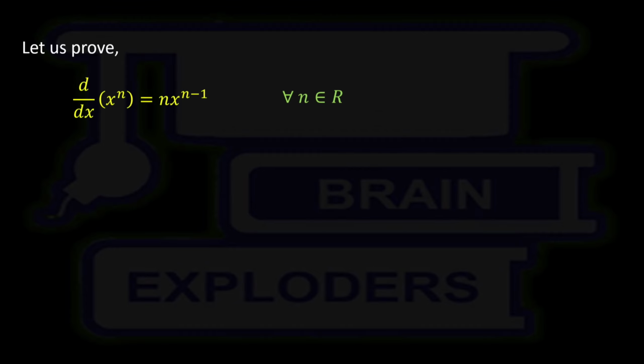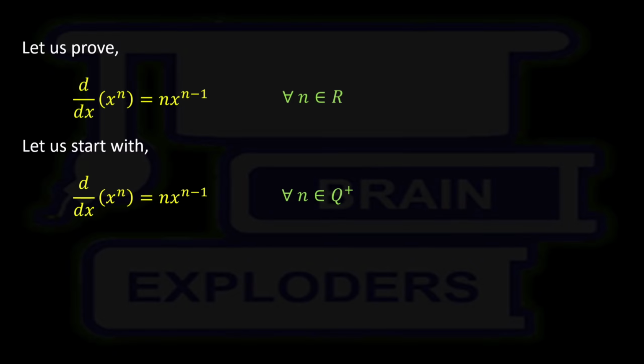So let us start with the easy one. Let us prove that this differentiation is working for all n belongs to real numbers. And for this, let's take a start with proving it for positive rational numbers. Okay, so we will prove it for positive rational numbers, and after that we will extend it to all rational numbers and then to real numbers.